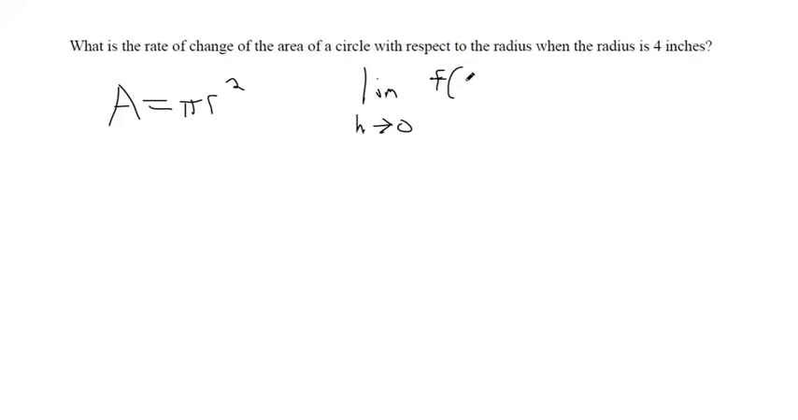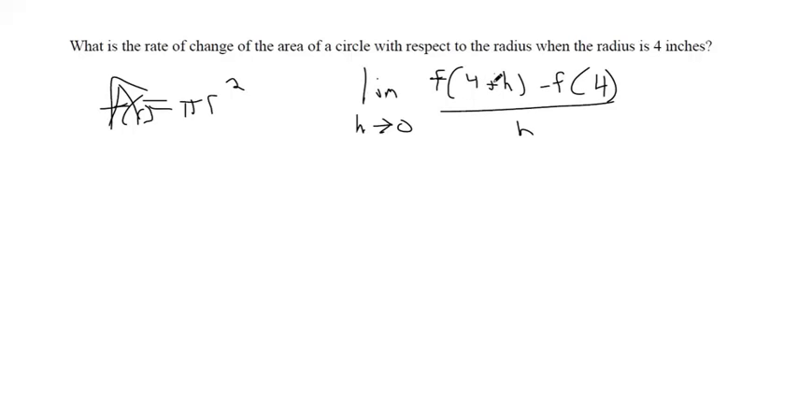But it's f of 4 plus h minus f of 4 all over h, okay? Where this can be our function f. You could rewrite this as f of r if you want. Okay, and we're plugging in 4 for the center.